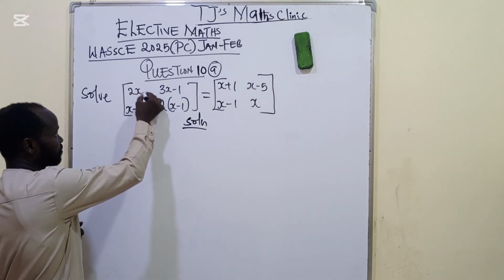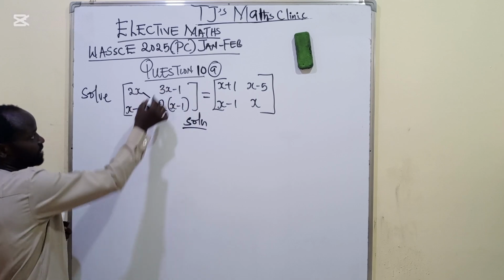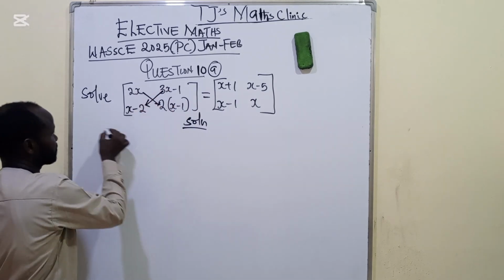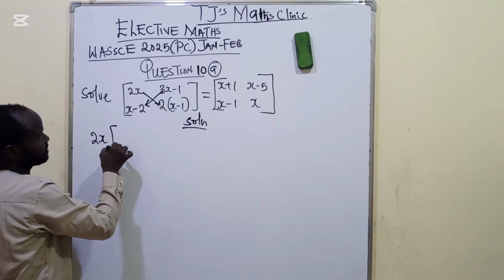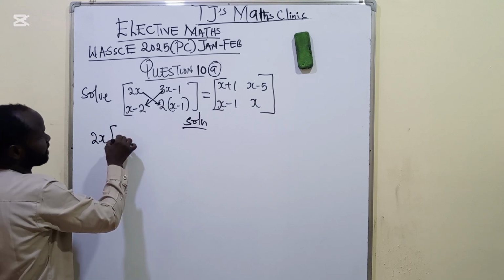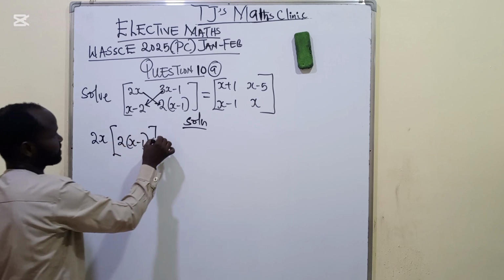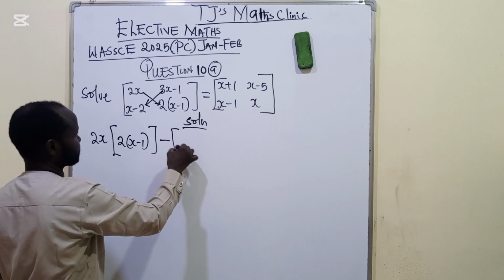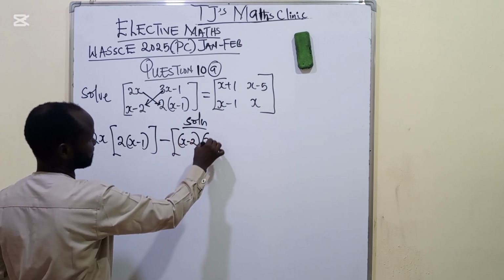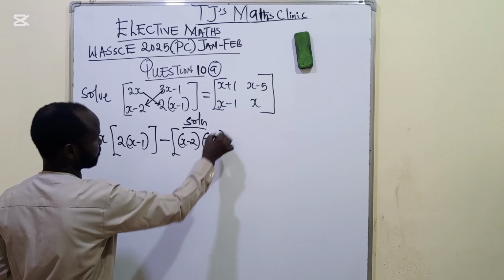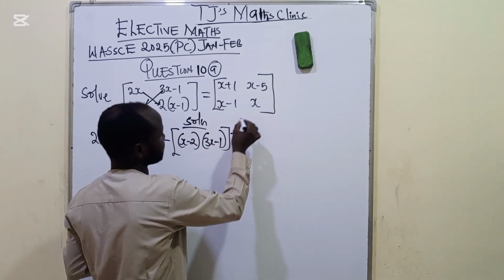That will be the leading diagonal, which is this. We multiply this, then minus the off-leading diagonal, minus this. So it will be 2x, open the square bracket, multiplying 2 into x minus 1. We close the bracket, then minus, square bracket, x minus 2 multiplying 3x minus 1. We close the bracket. Then our right hand side, we do the same.